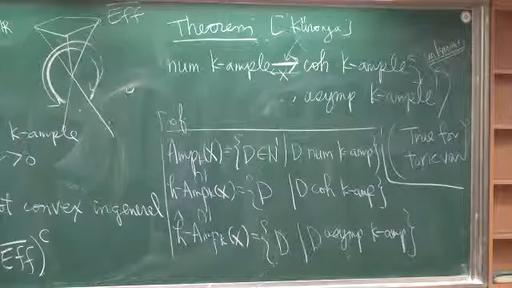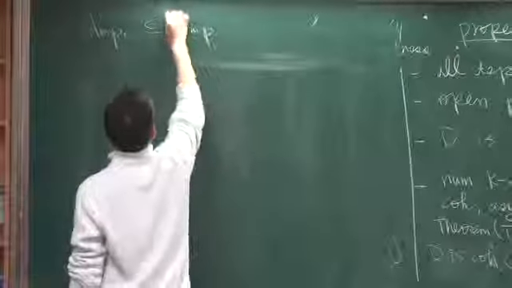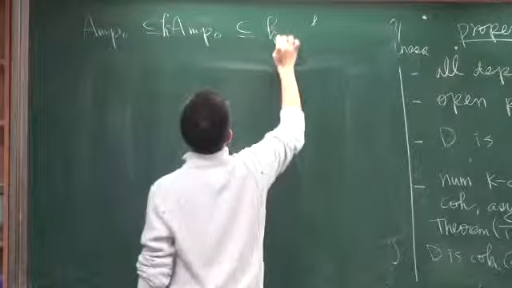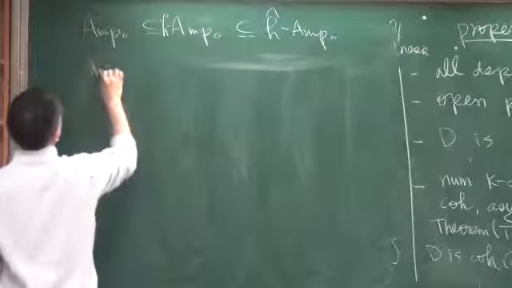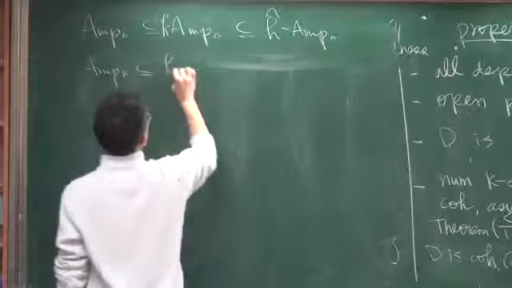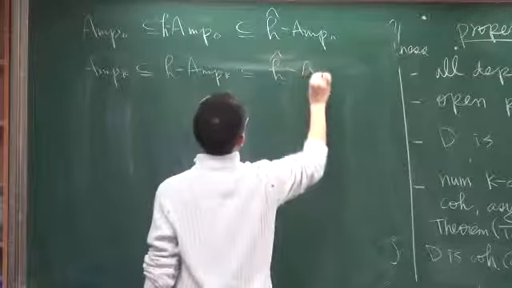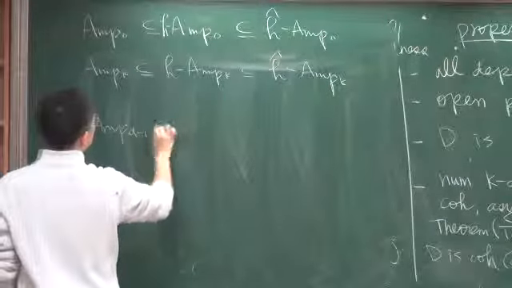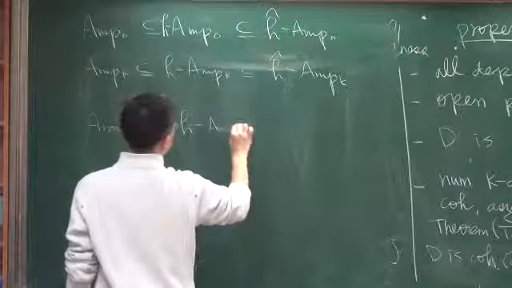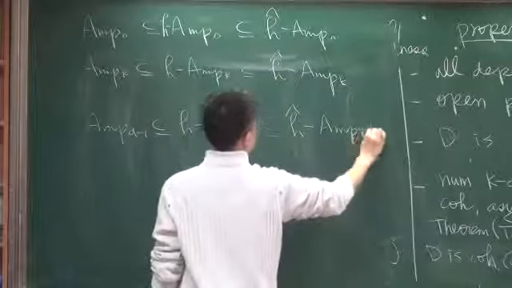So let's summarize here. So you have amp 0, H amp 0, H hat amp 0, and you have amp K, H amp K, H hat amp K, and the biggest one is amp D minus 1, H amp D minus 1, H hat amp D minus 1. Okay.